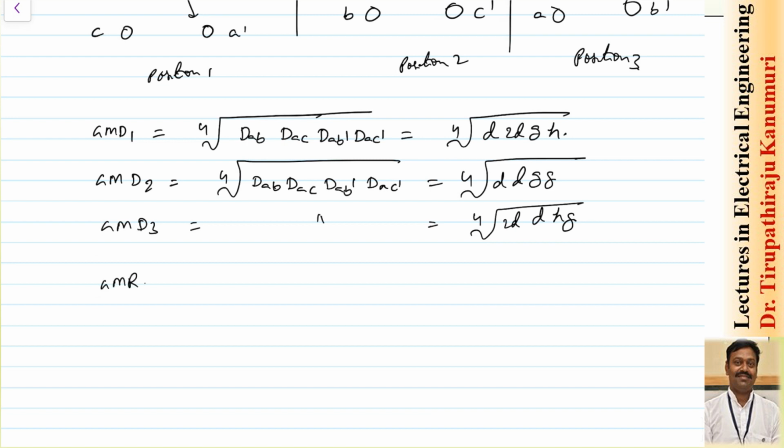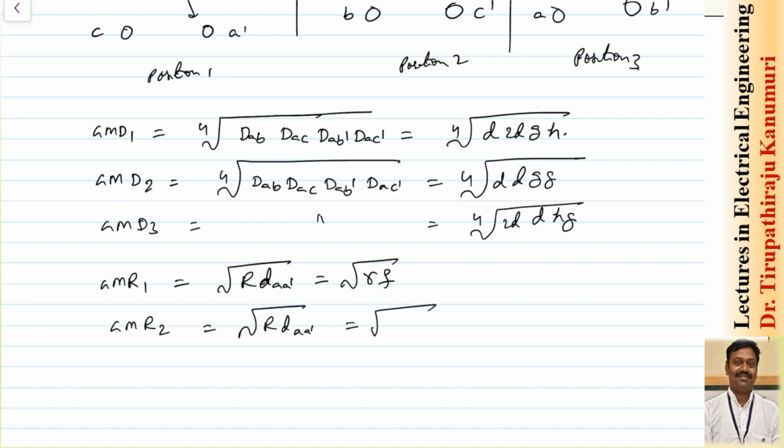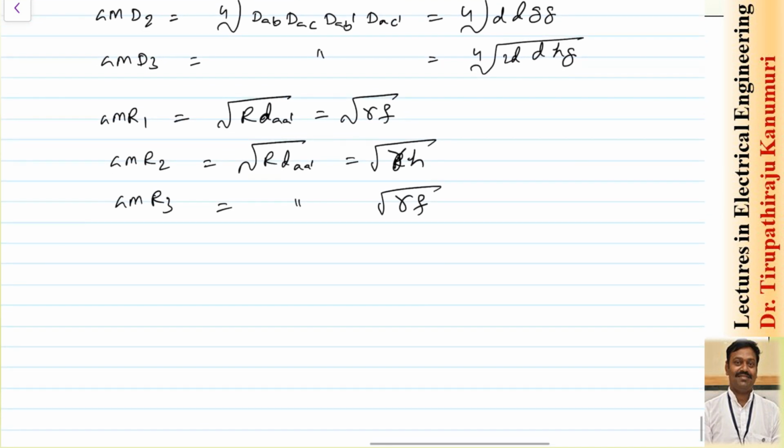So similarly I can calculate my GMR in the first condition will be square root of R into that DAA dash. So this will become equal to square root of R into F. R is the radius of the conductor. Similar is the case GMR2, this will be equal to the radius of the conductor into DAA dash. So it will be equal to square root of R into H in the second condition. Similarly GMR3 of conductor A, this will become square root of R into F. Please don't confuse because I am confusing small and capital letters. Both are one and the same for radius.